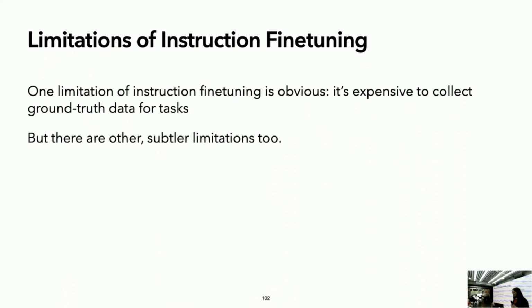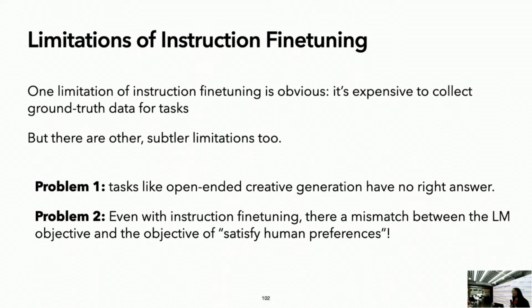There are also limitations of instruction fine-tuning. One is that it is still very expensive to collect ground truth data for a task. There are also a lot of other limitations. For example, if you think about open-ended creative text generation, we actually don't have a right answer. Or if you think about instruction fine-tuning, there is actually a mismatch between the large language model objectives and the objective of satisfying human preference.